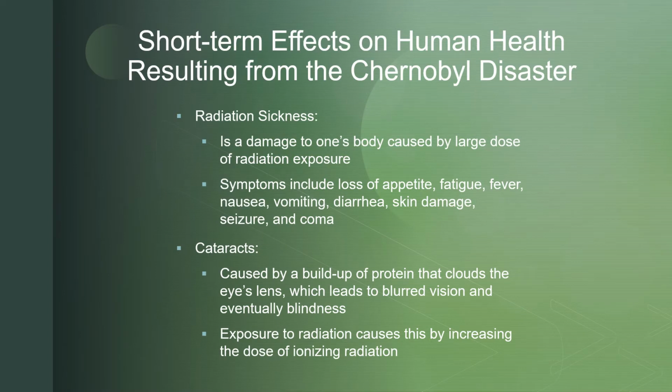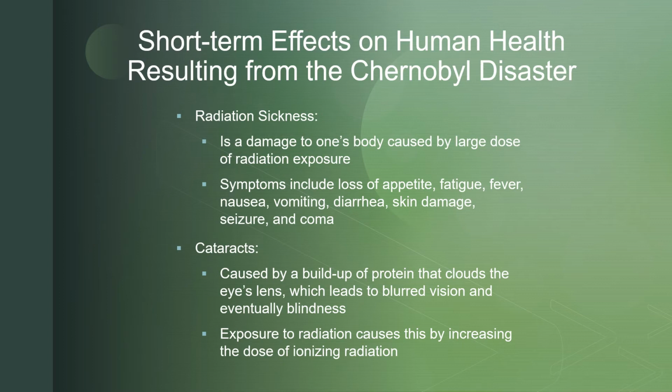The short-term effects on human health resulting from the Chernobyl disaster include radiation sickness and cataracts. Radiation sickness is damage to one's body caused by a large dose of radiation exposure. Symptoms can include, but are not limited to, loss of appetite, fatigue, fever, nausea, vomiting, diarrhea, skin damage, seizure, coma, and even death.